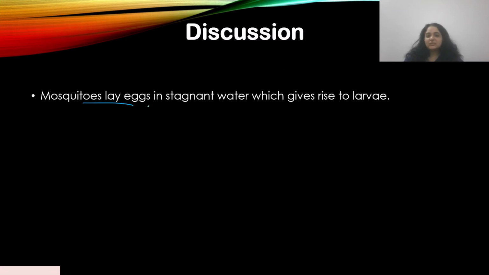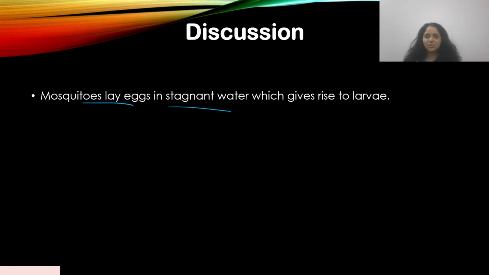So mosquitoes lay eggs in stagnant water. So the female mosquito is the carrier. She behaves as the vector, the Anopheles mosquito, right? And what she does is, when she sees stagnant water like a puddle or a pond, any small amount of water that's present there, a small puddle also on the road.